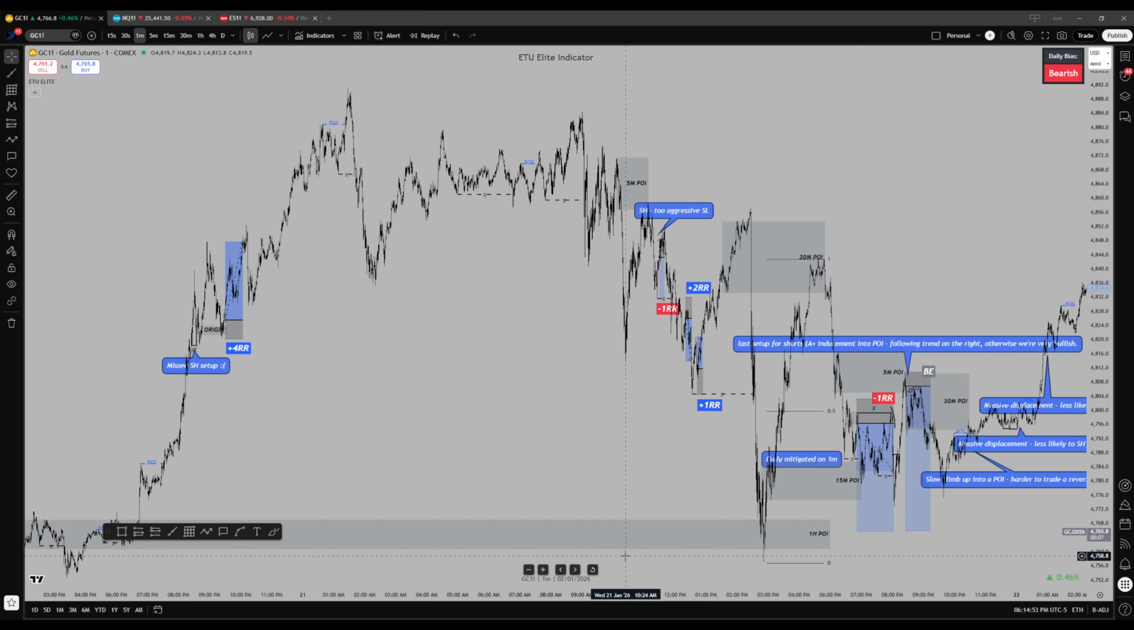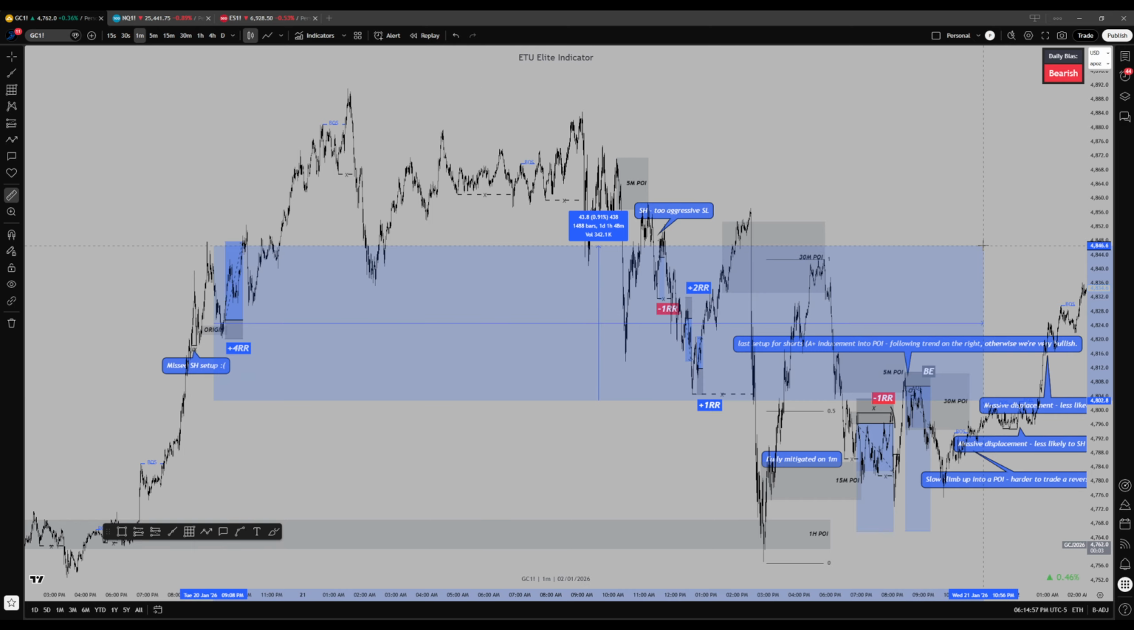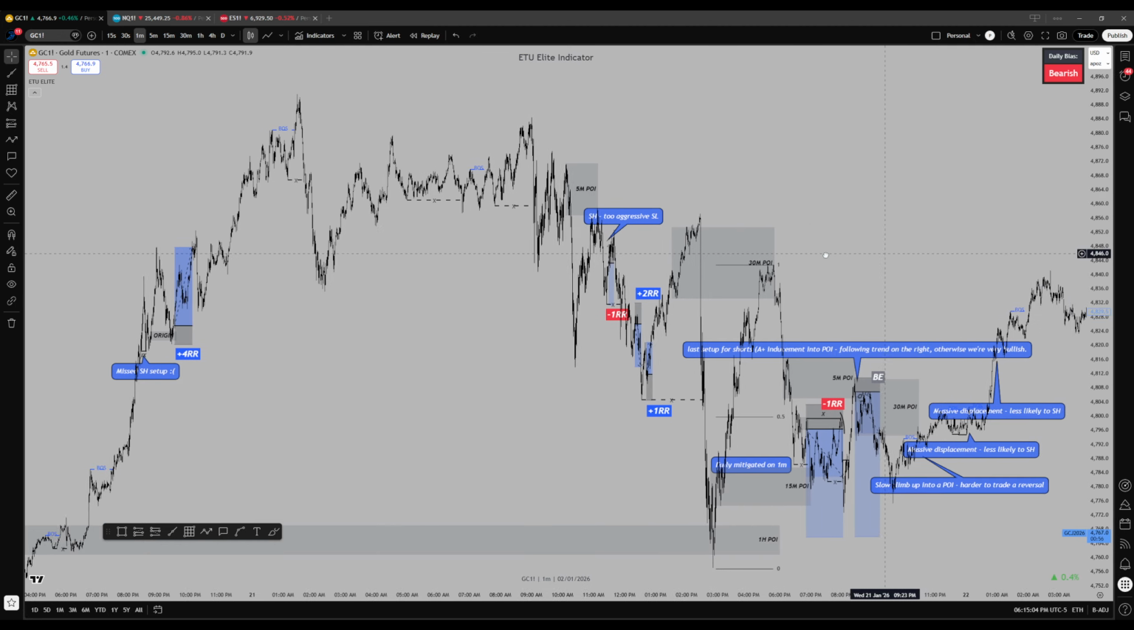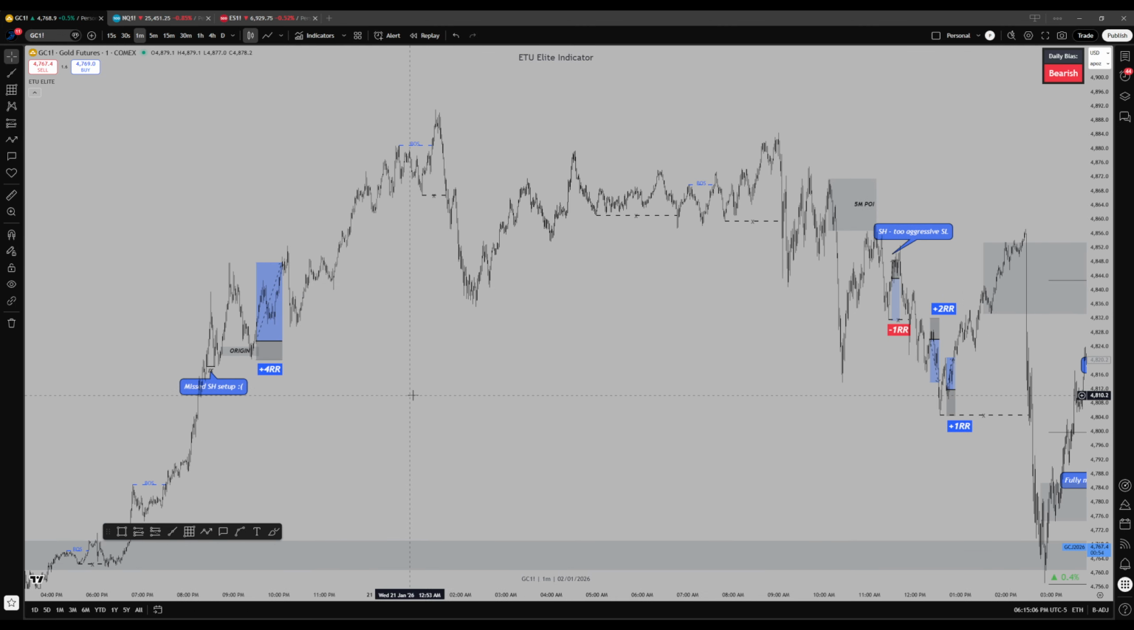Welcome back to another trade recap with me, Jay. Today I'm going to go over all these trades you guys see on the screen, the exact strategy from A to Z on how I was able to enter them all and how I was able to determine my draw on liquidity and direction. So without further ado, let's get straight into it.